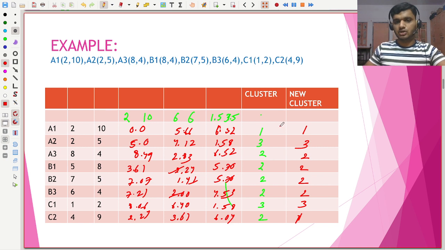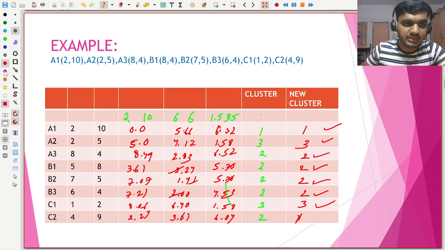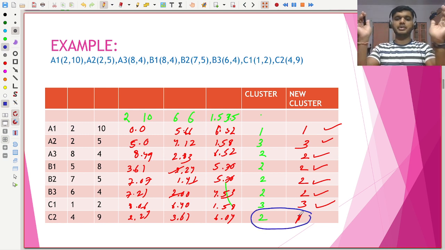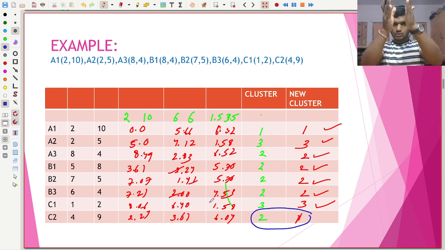Now you mark here 1 equal to 1, 3 equal to 3, 2 equal to 2, 2 equal to 2 also, equal also, equal also, equal also. But in this there is a change. So here cluster 2 in the old cluster, but now the updated new cluster is 1. So now we proceed with this process until the old cluster and new cluster are equal.